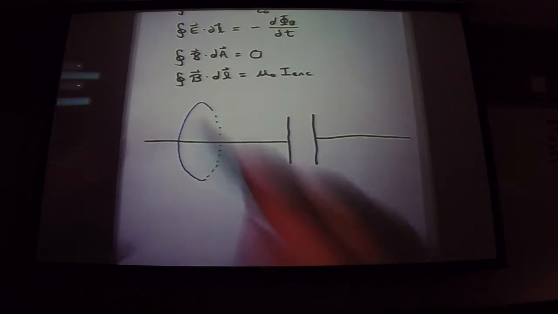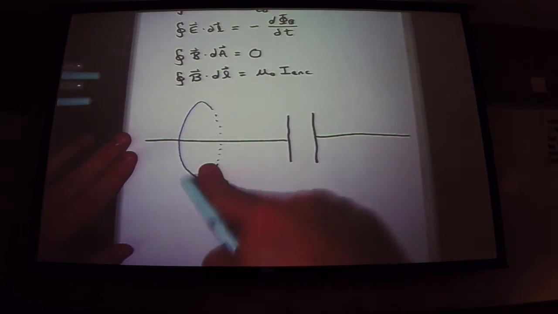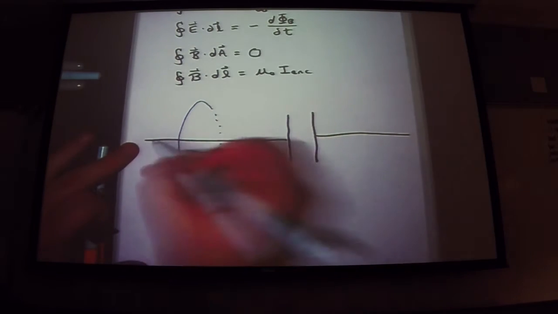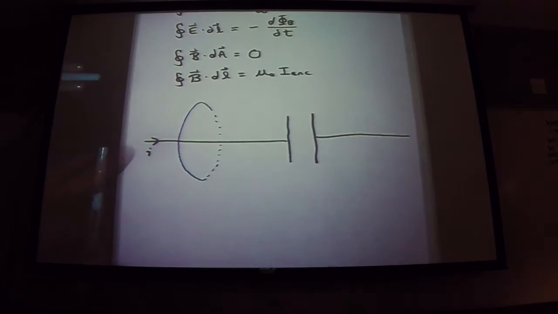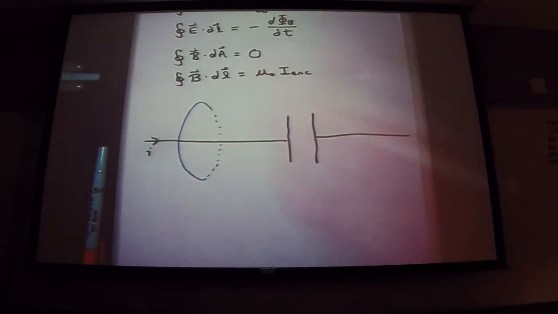So if we took this standard area here, the current penetrating the loop is whatever current's flowing through this wire, I. Right, I've got a current I flowing through that. That current is what's going to penetrate it.